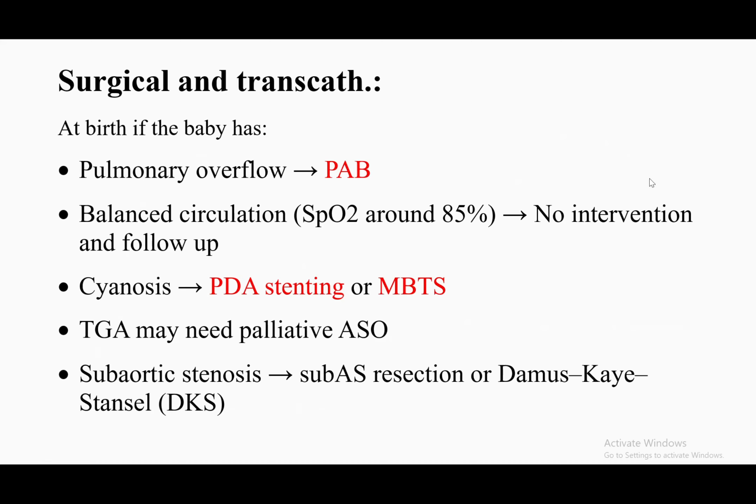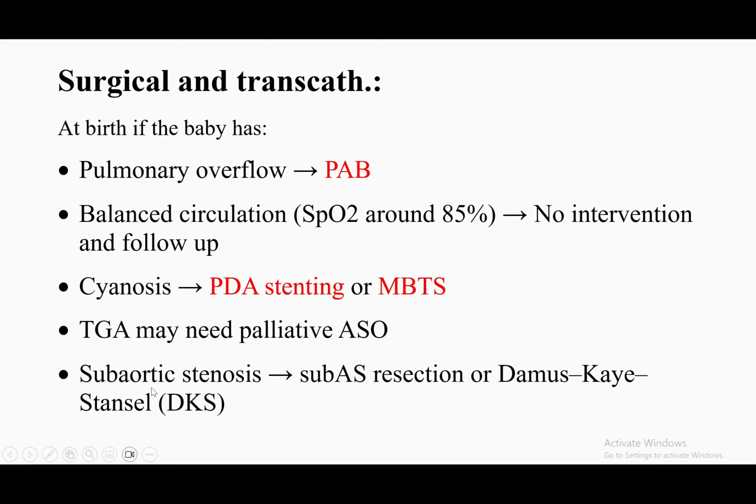Surgical and transcatheter options at birth: if the baby has a pulmonary overflow, he will need a pulmonary artery band. If the saturation is balanced, SpO2 around 85, we would not need any intervention, and we will follow up the patient. If the patient is cyanotic, then either a PDA stent, an MBT shunt, or a corrective surgery. If the patient has TGA, it may need a palliative switch.